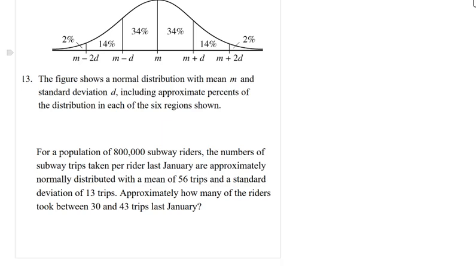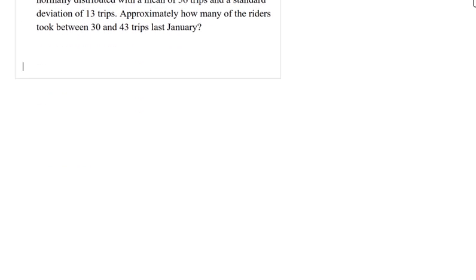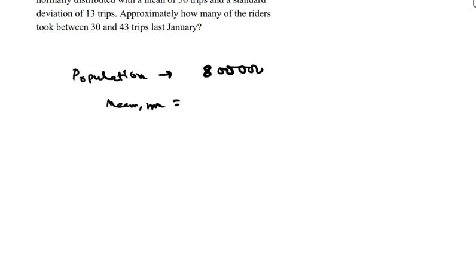So let's underline the key numbers. The population is eight lakhs, mean M is 56 trips, and standard deviation D is 13 trips. Now we are asked how many riders took between 30 and 43 trips. So first convert 30 and 43 into the standard deviation form.